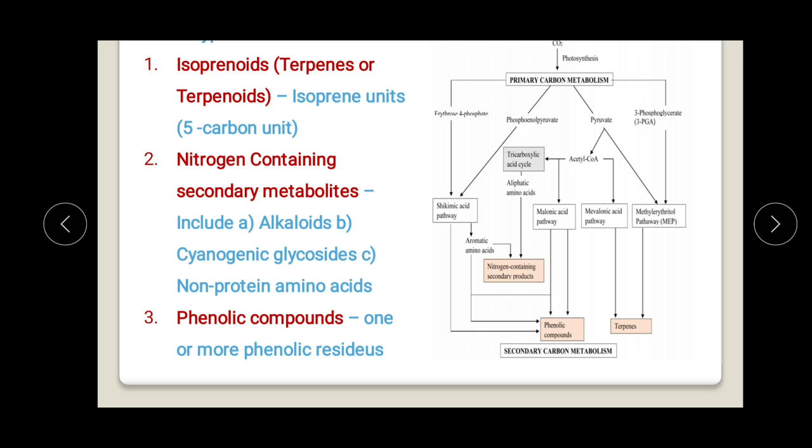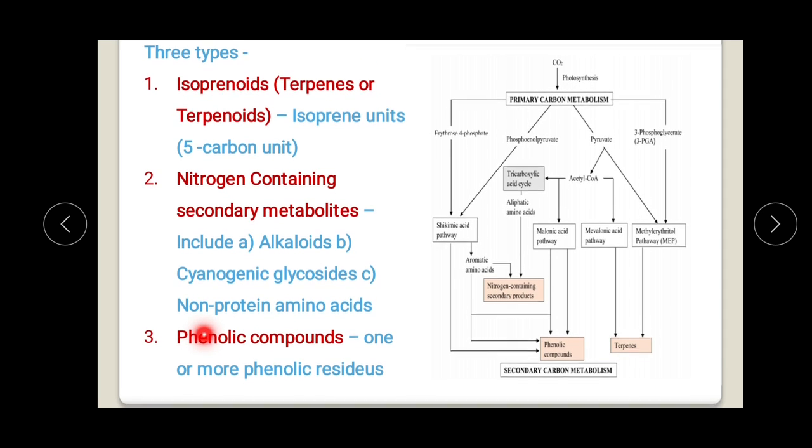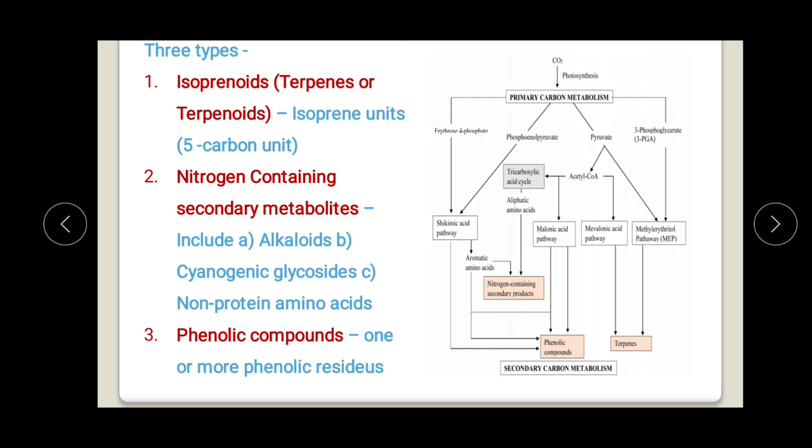Then the cyanogenic glycosides, this is the second type, in which the examples are the glucosinolates, which are present in mustard oil, which is responsible for the pungent taste, and the non-protein amino acids. These non-protein amino acids, as the name suggests, are the amino acids which are not part of protein. So these are called non-protein amino acids. These amino acids include albizine, canavanine. These are the examples.